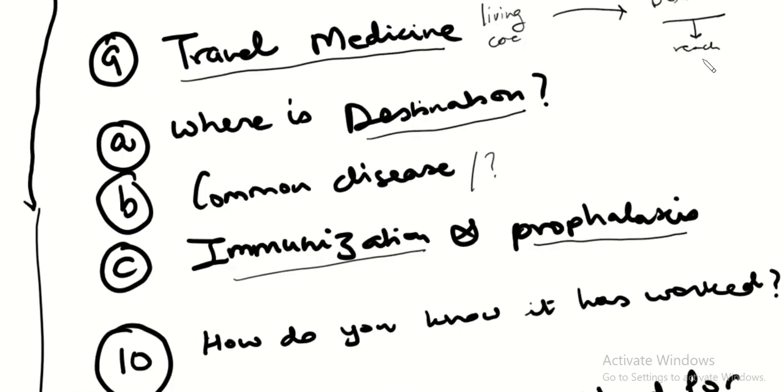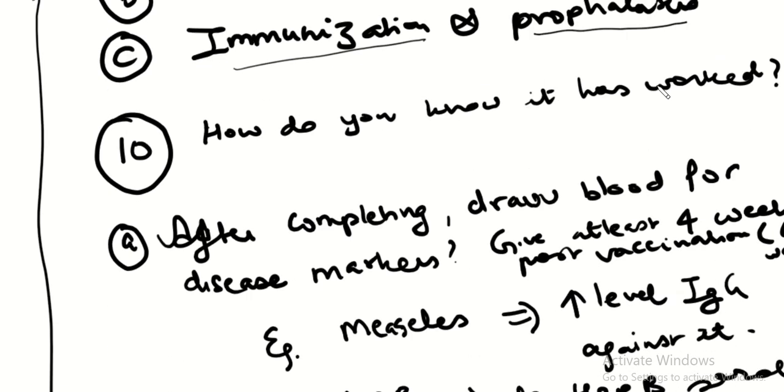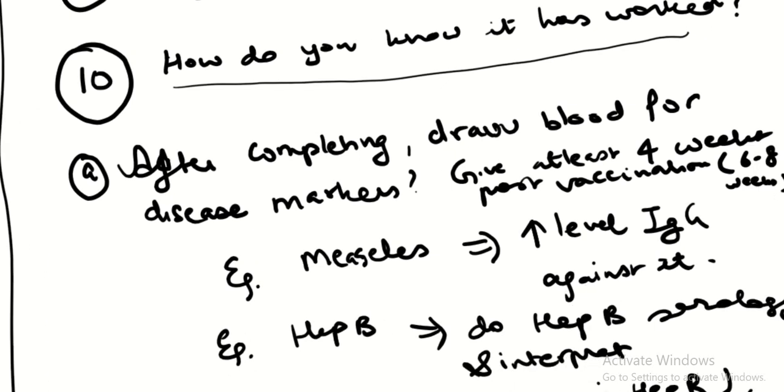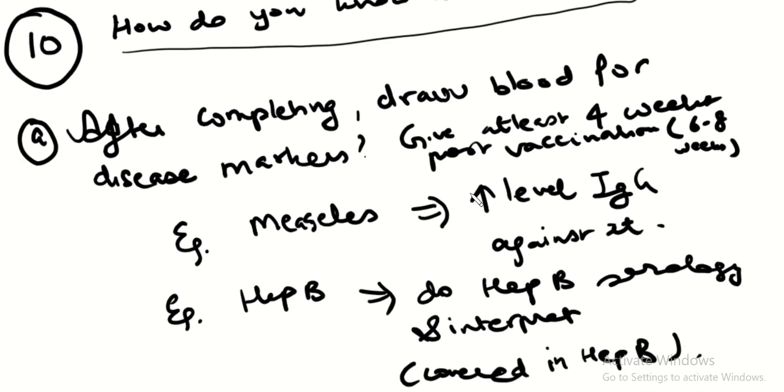So that's just a very quick blurb. That's one of the big things in travel medicine. How do you know that the immunizations have worked? That's the other question. After completing the vaccination series, we draw the blood for the marker for that particular disease. We give at least 4 weeks post-vaccination. A good idea is to give 6 to 8 weeks, because that's usually the time it takes for the body to create its immune defenses to a level where we can measure it.